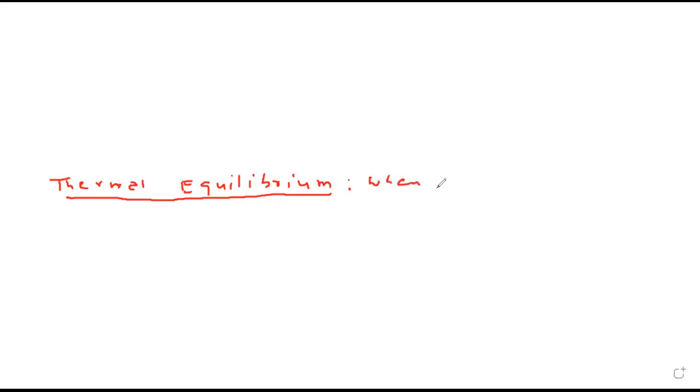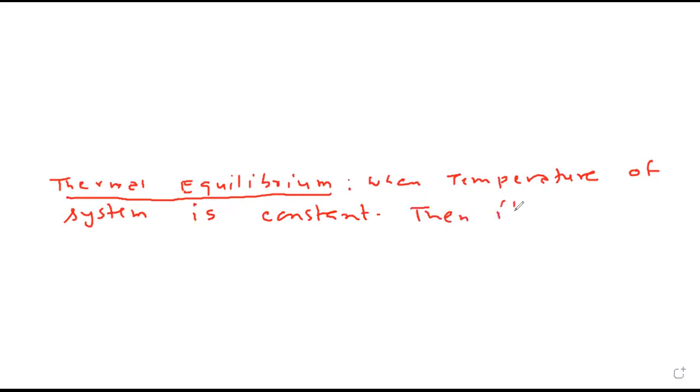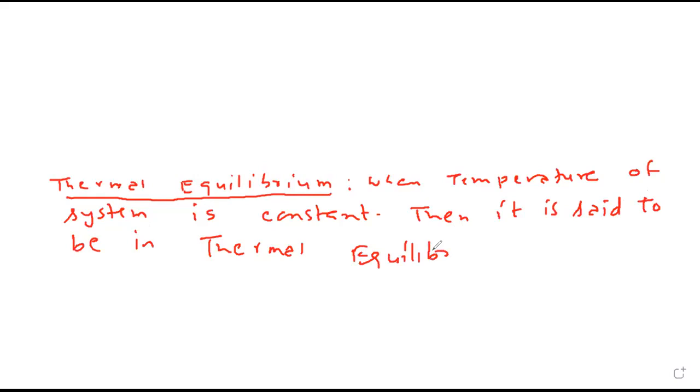So when the temperature of a system is constant, then it is said to be in thermal equilibrium. So if two bodies are in thermal equilibrium, it means their temperature is the same.